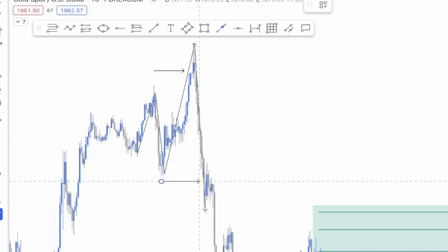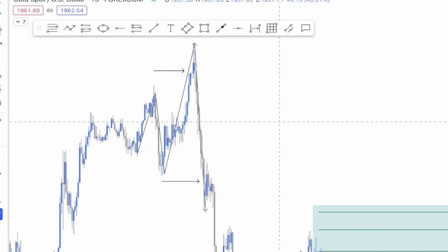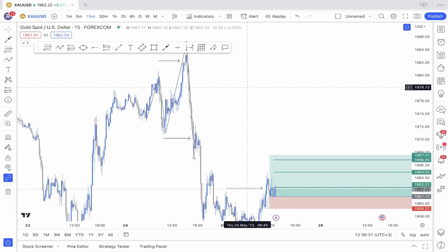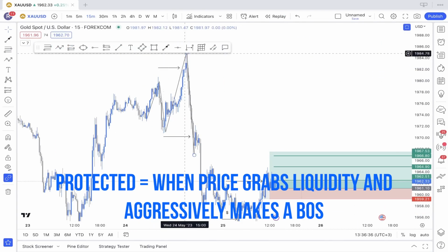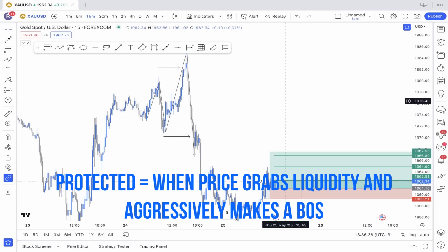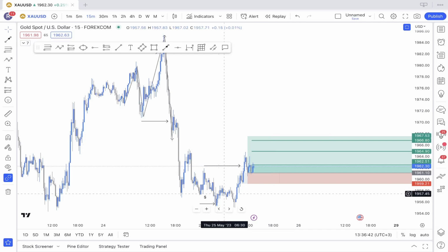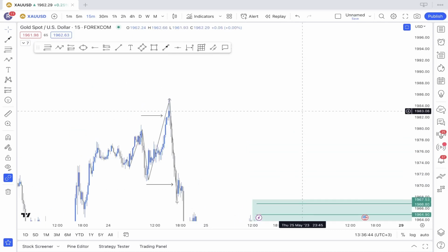Now, why is this important? Because usually when price does this, it gives us a protected high or a protected low. That's how I like to call them. Why do I call them protected? Well, because usually when price already grabs liquidity, because essentially this is a liquidity sweep followed by an aggressive break of structure, that high becomes protected, or of course the low. And that's why it is so important to be able to identify CHOCH when trading.